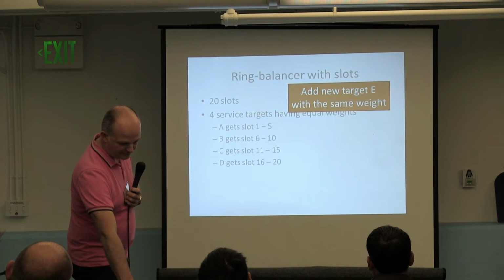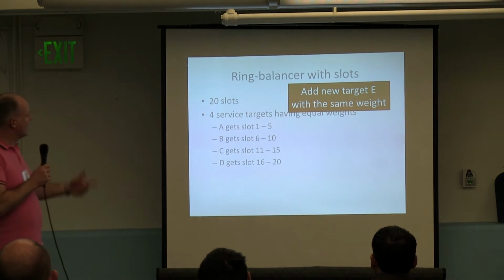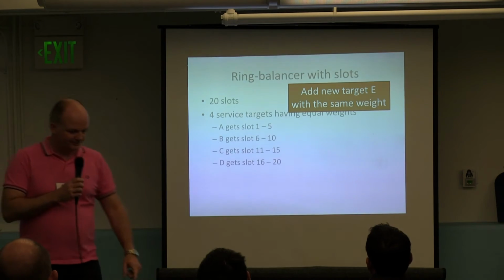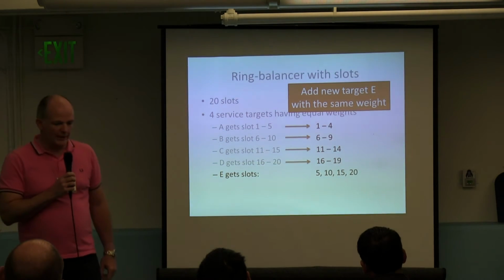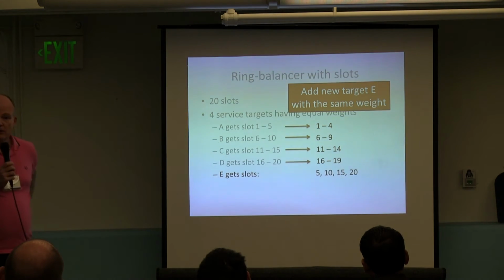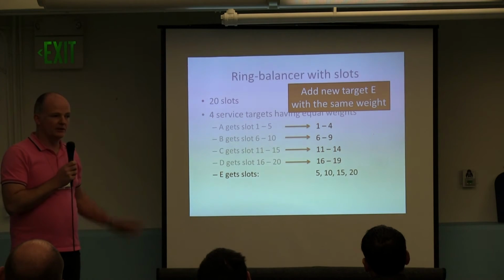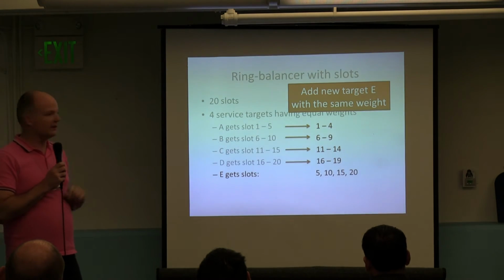There we go. Now in a simple setup, the same example again, we would add a target the same way. We would redistribute the slots. We're not going to recalculate the entire ring. We're just going to ask every target to relinquish, in this case, one slot.